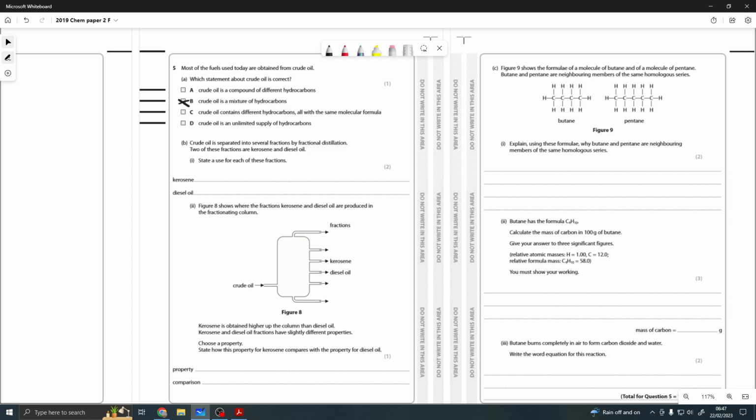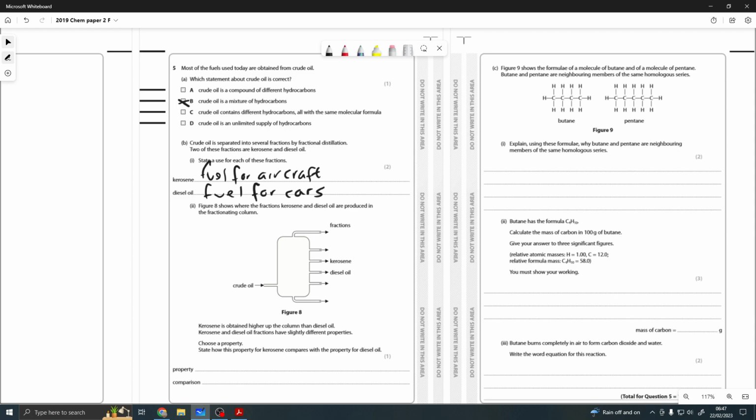Crude oil is separated in several fractions by fractional distillation. 2 of these fractions are kerosene and diesel oil. State the use for each of these fractions. Now, hopefully, you've learned your uses of fractions. So kerosene is actually used as fuel for aircraft, and diesel is used as fuel for cars.